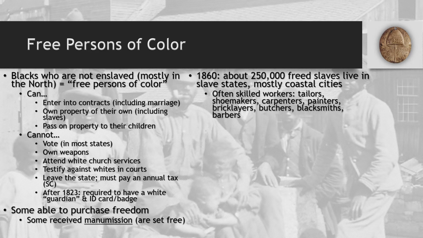Free persons of color living in coastal cities usually work as skilled laborers. They've been apprenticed out to someone, perhaps as a tailor, a cobbler, a carpenter, a barrel maker, a painter, a blacksmith, whatever the case may be. And if you're a woman, you were typically pigeonholed into a household services role, working as a laundress, a seamstress, a house servant, perhaps a midwife.